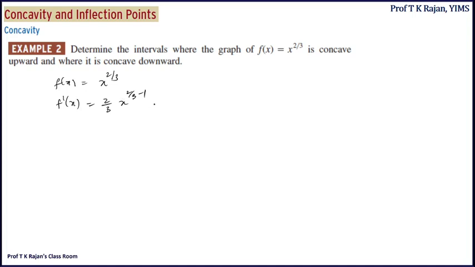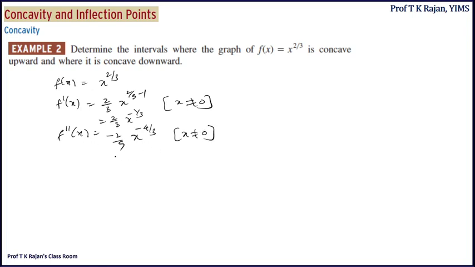So actually it is not differentiable at the point 0. Except at 0, where x is not equal to 0, you can write f dash x is equal to 2/3 x raised to 2/3 minus 1. Otherwise, if x is equal to 0, this becomes infinity. That means f dash does not exist. Similarly, f double dash x is equal to, this is actually 2/3 x raised to minus 1/3. So again, it is minus 2/9 x raised to minus 1/3 minus 1, that is minus 4/3. Here also the second derivative does not exist at x equal to 0.